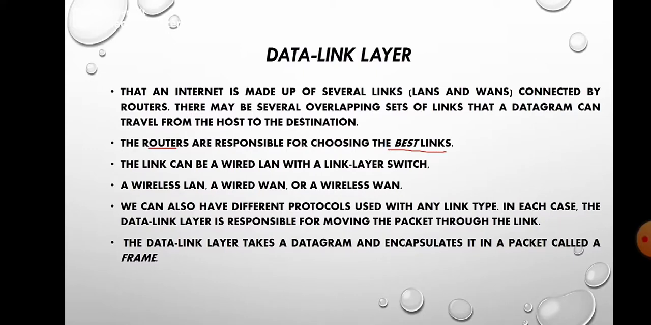So the link may be either a wired LAN with a link layer switch, or a wireless LAN, or a wired WAN, or a wireless WAN. So we can also have different protocols used with any link type. In each case, the data link layer is responsible for moving the packet through the link. So here, the data link layer takes the datagram and encapsulates it into a packet, and that encapsulated information can be called frames.